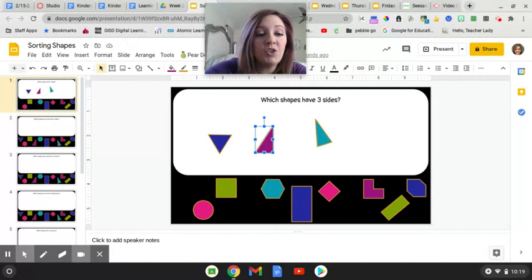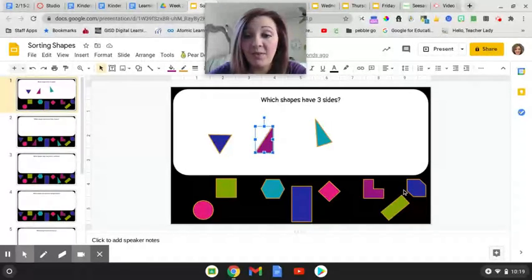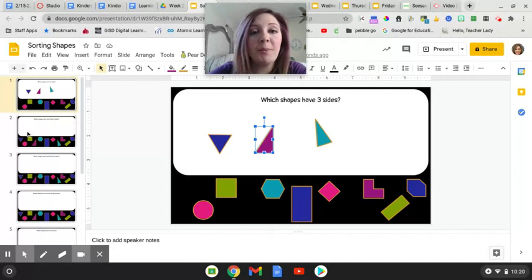Let's see, this shape has 0 sides. This shape has 4. This one has 6. 1, 2, 3, 4, 5, 6. So those are all my shapes with 3 sides. Let's look at my next slide.